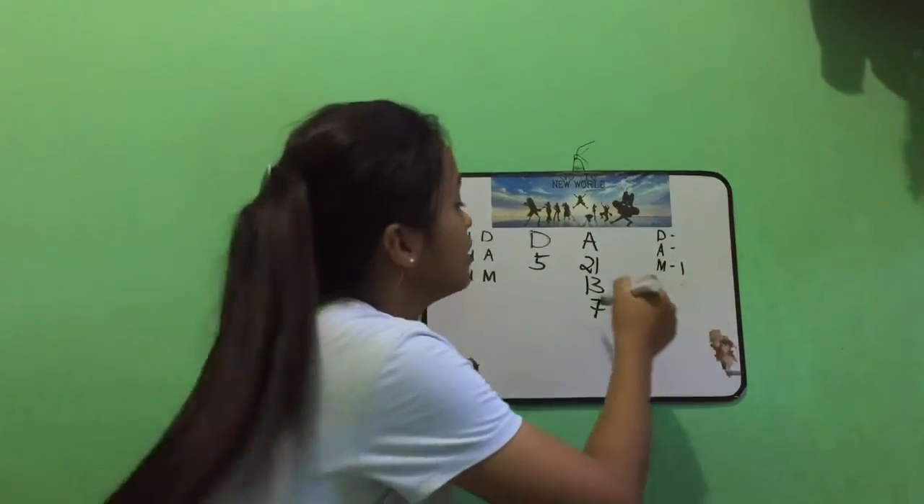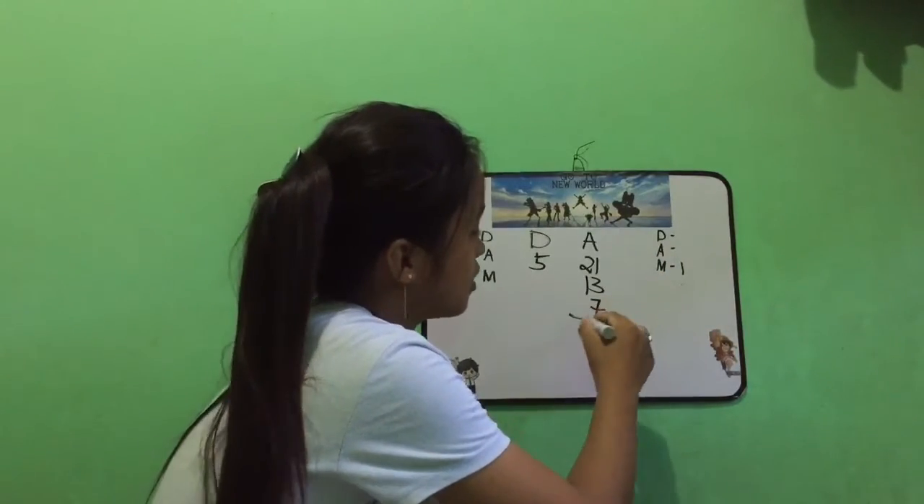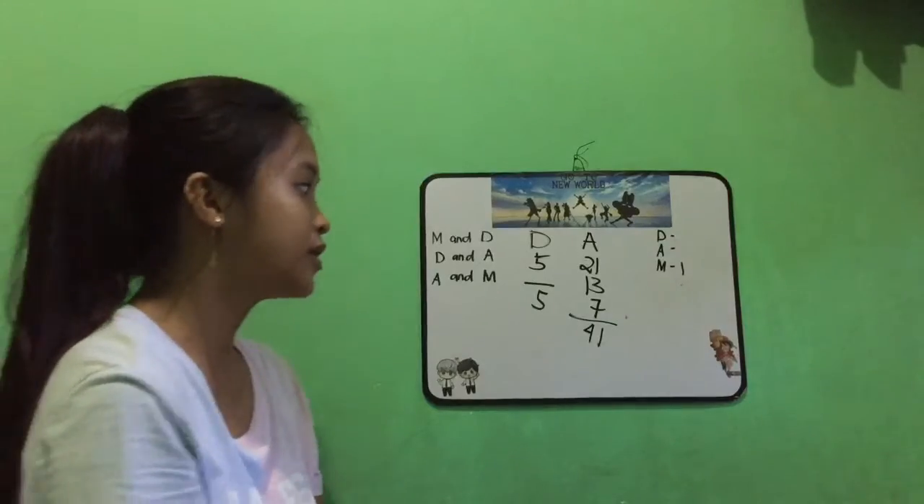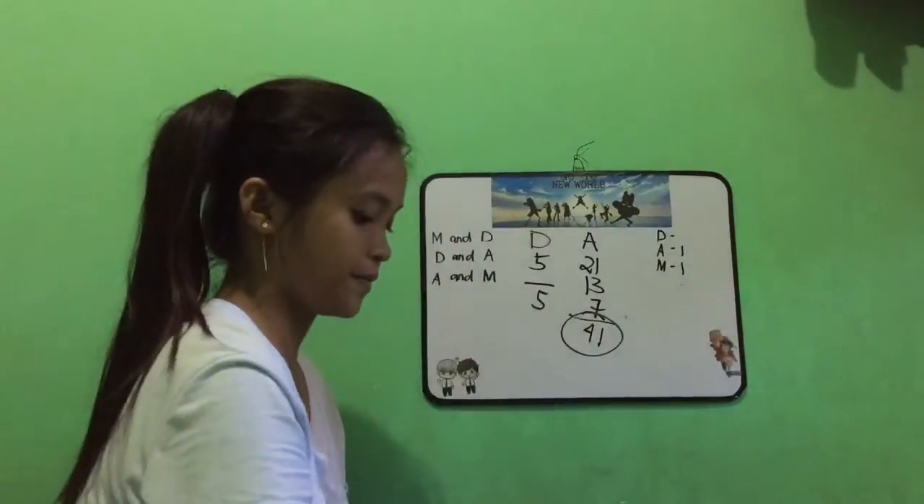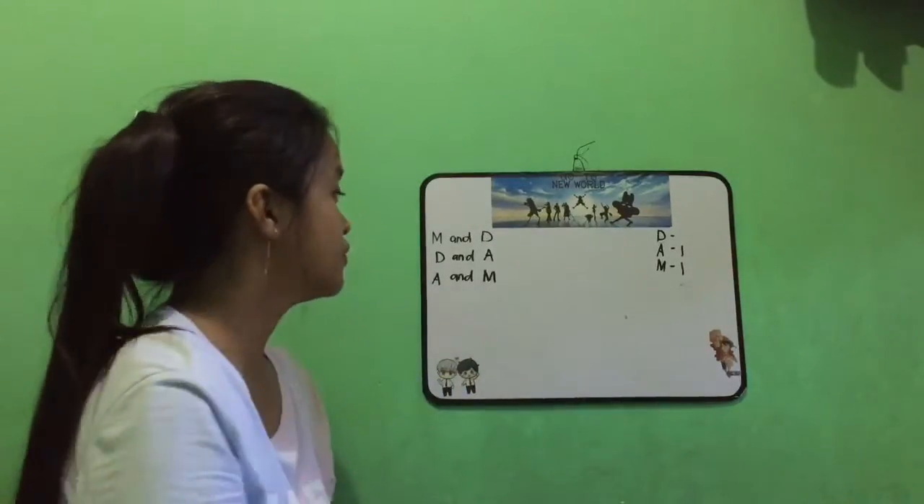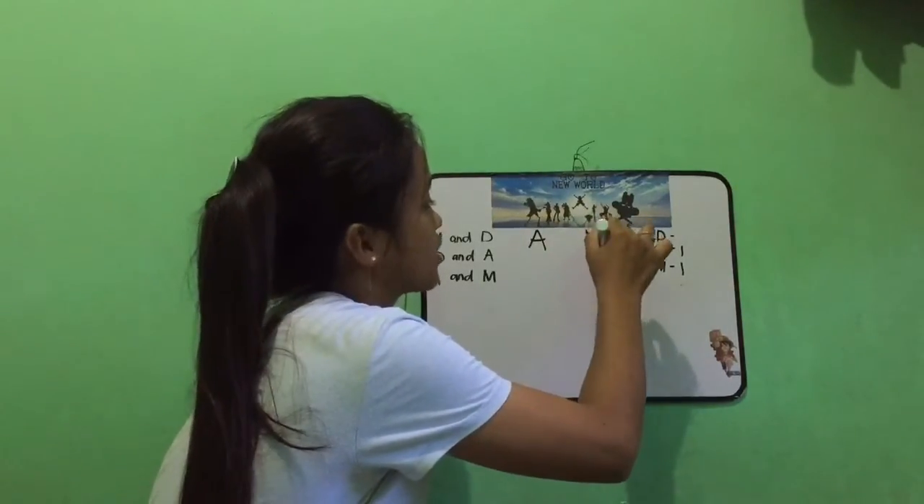So let's sum them all up. 21 plus 13 plus 7 equals 41. So, the appetizer won this voting. So, let's put 1 to appetizer. Now, let's move on to the last pair, which is the appetizer and the main course.